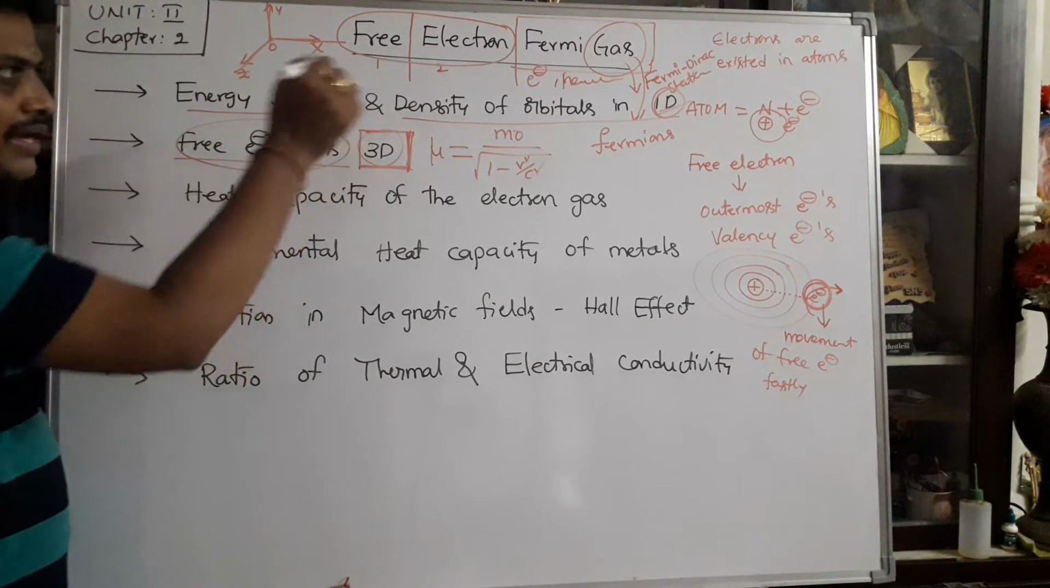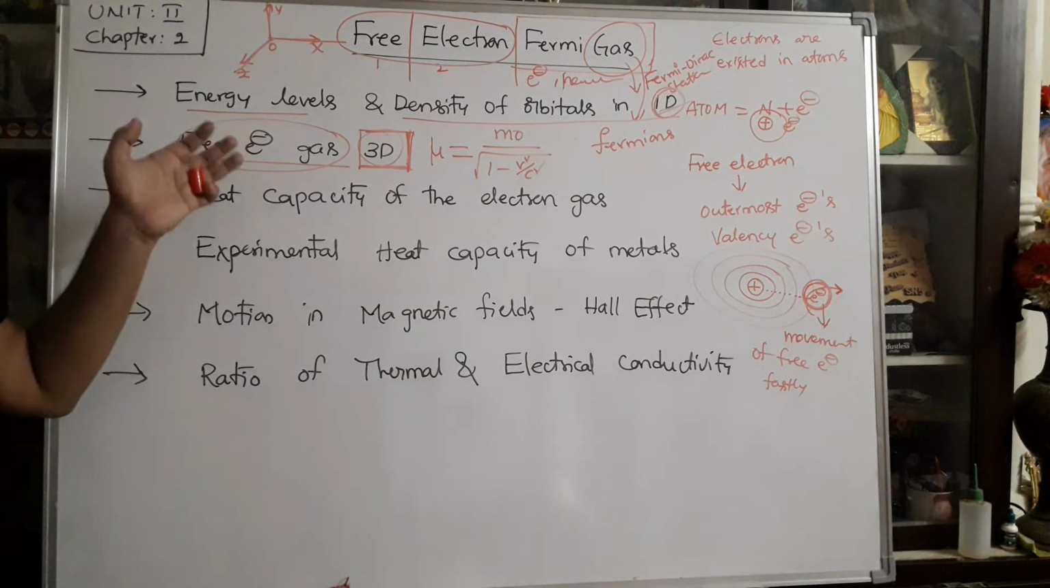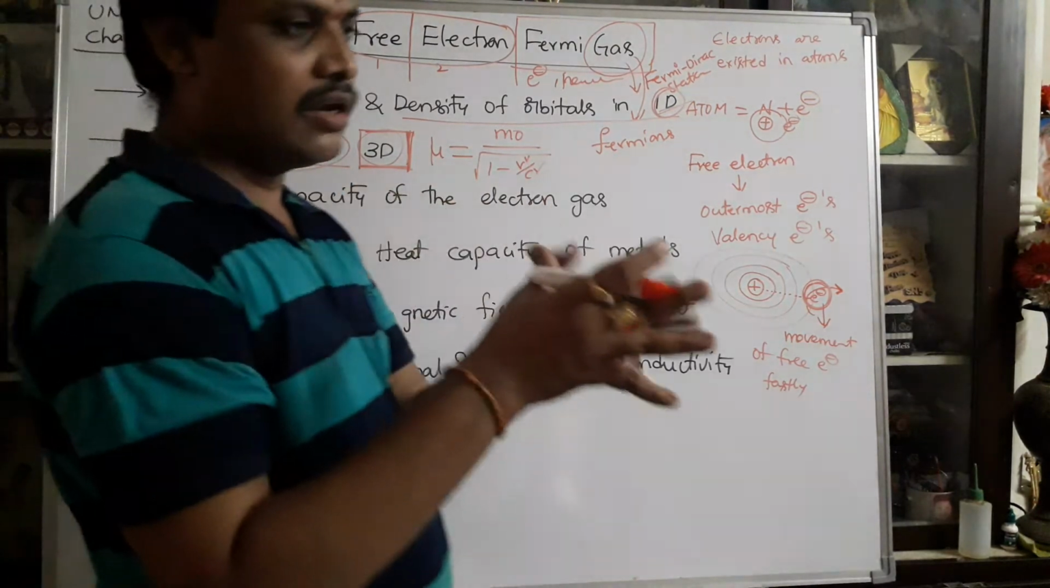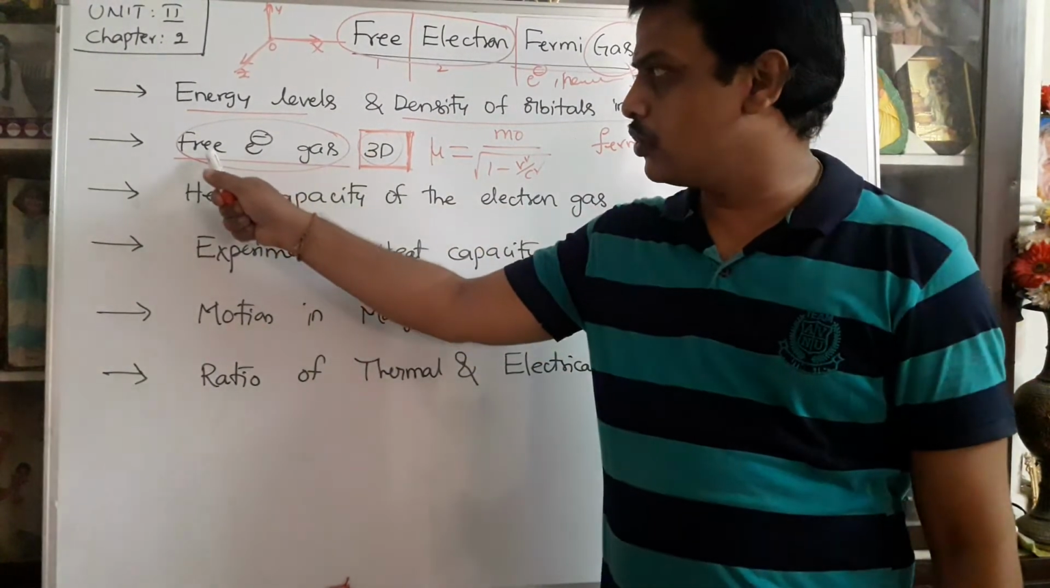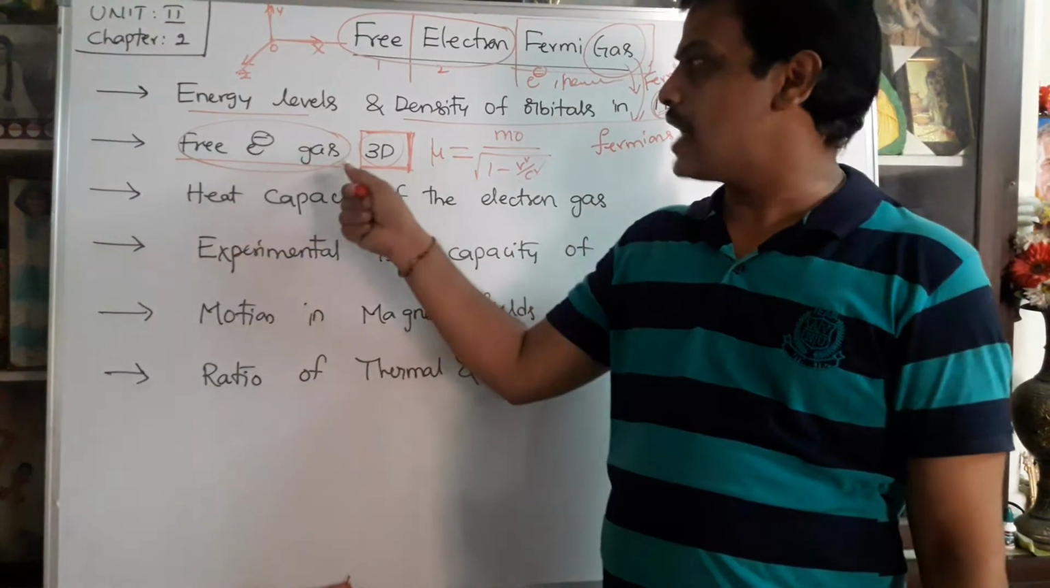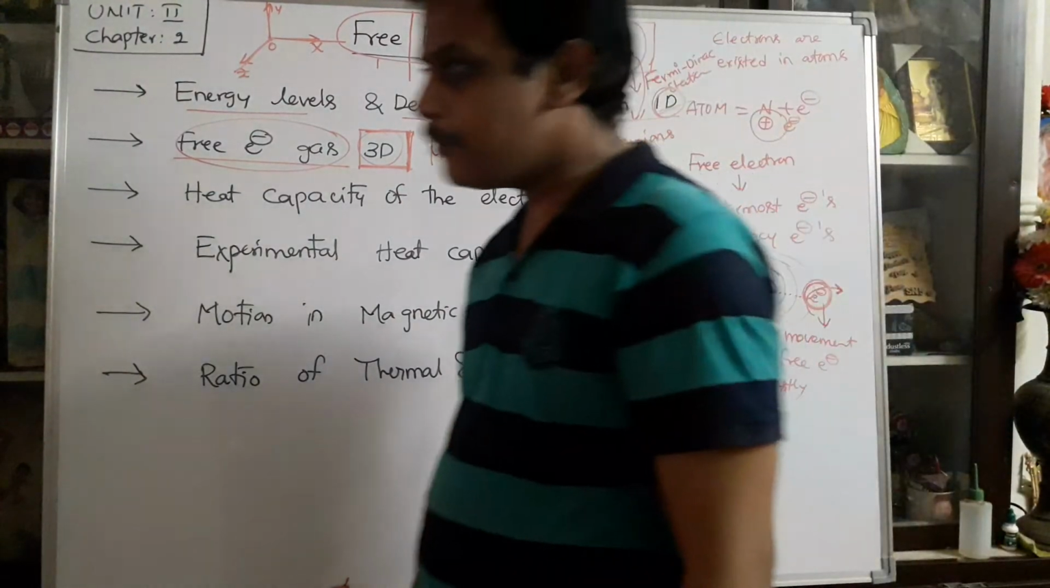So, at what condition does the Fermi-Dirac statistics obey? Along the x direction, y direction, z direction, that complete three directions you can mix or combine. That combined topic is explained with respect to Fermi electron gas in three dimensions. That belongs to the second topic.